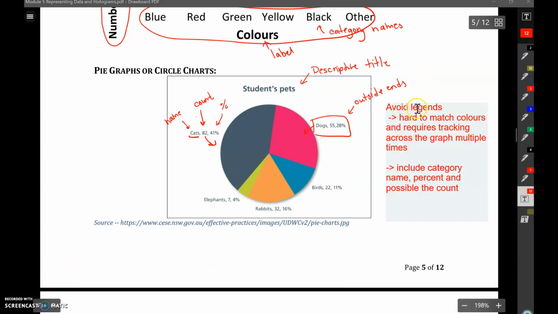So again, to recap, you want to avoid legends on your pie graphs. It makes it hard for people to track colors, and it requires looking around different parts of the graph to get the information that you need. And then always include the category name, the percent, and if you'd like, include the count as well.